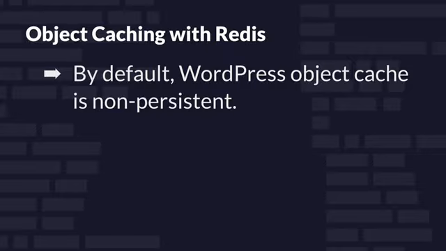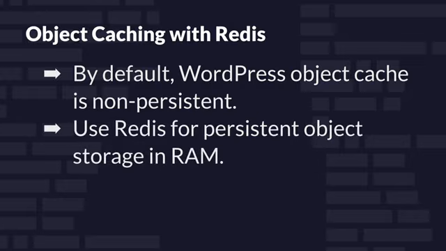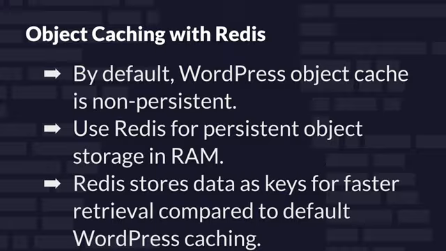To store these cached objects for reuse, you can use a plugin that connects the WordPress cache to Redis, a RAM-based service that is used for persistent object storage. W3 Total Cache will allow you to use object caching with Redis. Redis stores the data as keys in the web server's memory, which allows for retrieval of the data to happen much faster than the WordPress method, which caches those objects to the options table in the database by default.